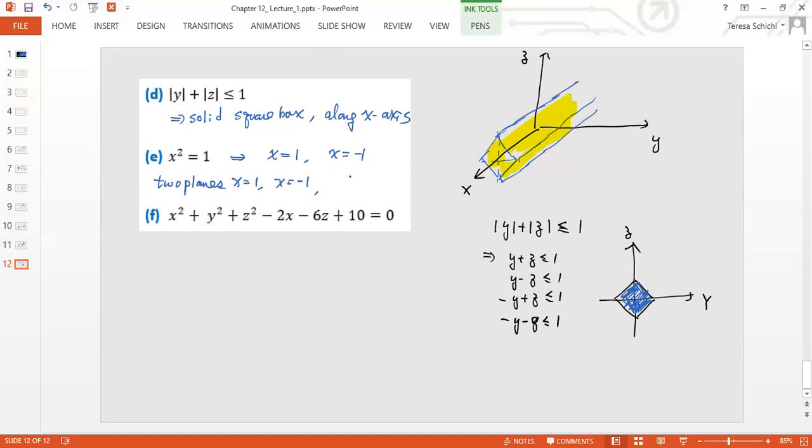And both of these planes are going to be parallel to which coordinate plane? Because it only has x, we're missing y and z. So they are parallel to the yz plane here.